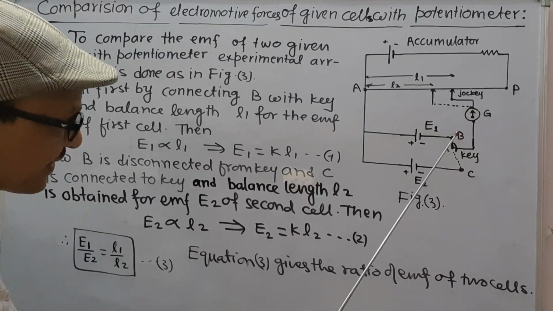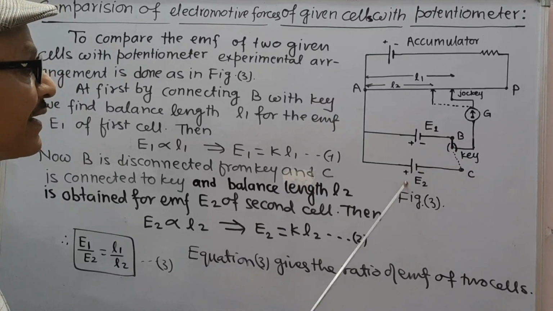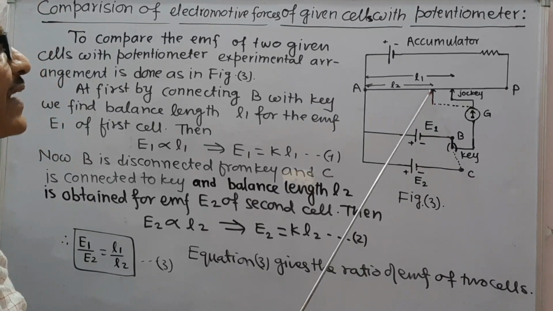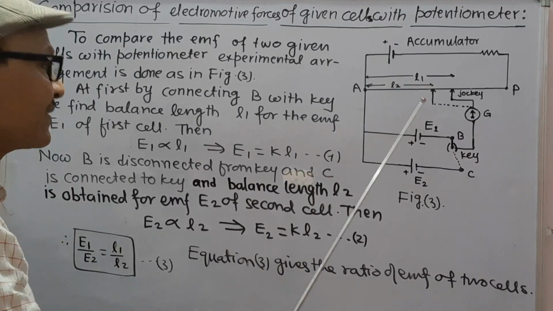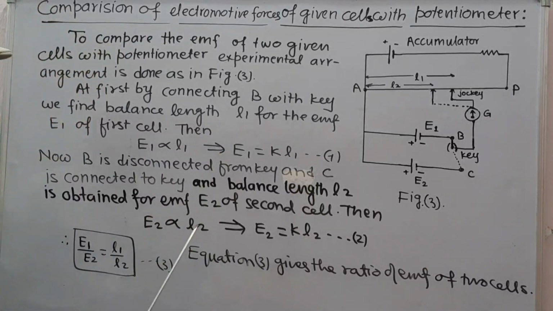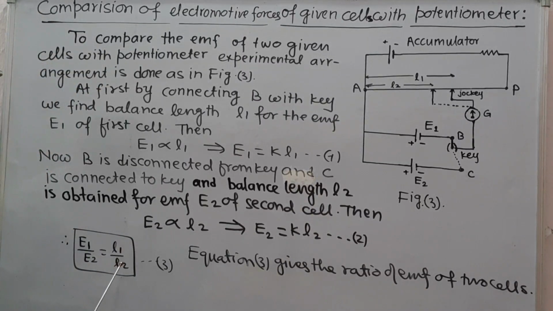Now B point is disconnected from K and C point is connected to K, and EMF E2 of second cell is balanced on the same potentiometer wire. If L2 is the balance length in this case, then E2 will be directly proportional to L2, which gives E2 is equal to K into L2. Equation 1 upon 2 gives E1 upon E2 is equal to L1 upon L2. This equation 3 gives the ratio of EMF of two given cells.